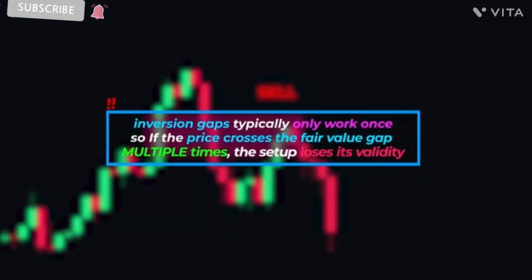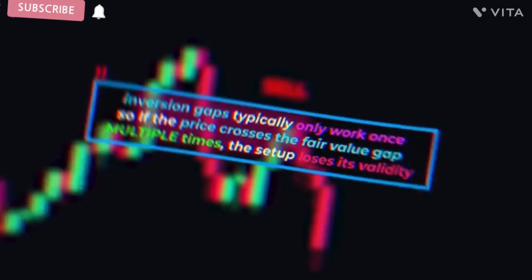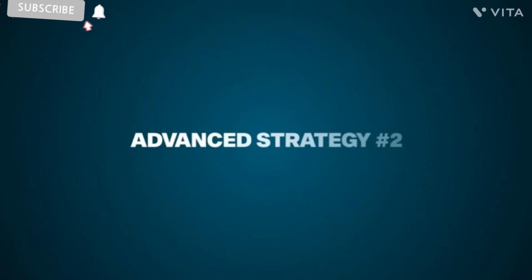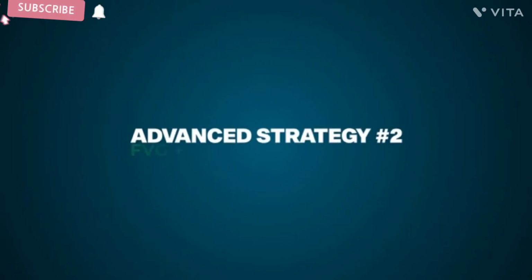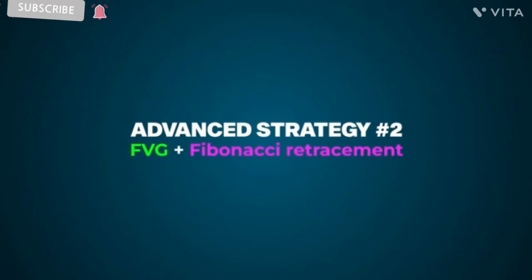As the price reverses and hits your profit target, you secured a nice profit. Important note to remember, inversion gaps typically only work once. So if the price crosses the fair value gap multiple times, the setup loses its validity. Advanced strategy number 2. In this strategy, we're using fair value gaps in combination with the Fibonacci retracement tool.